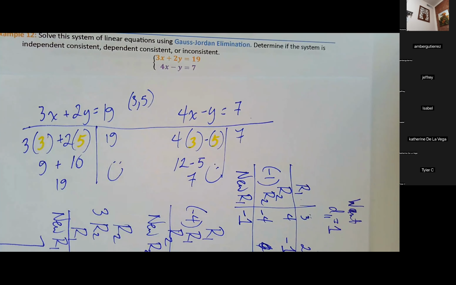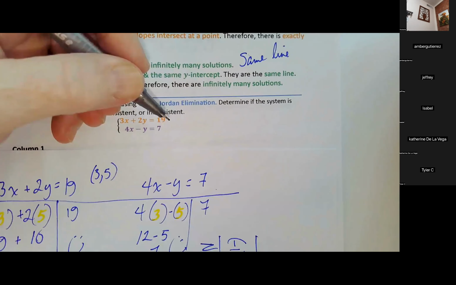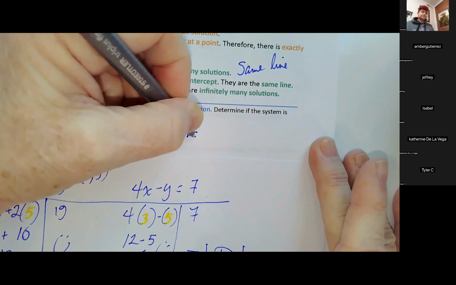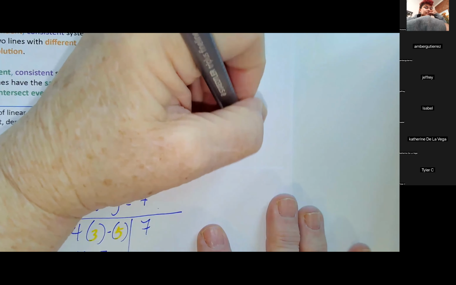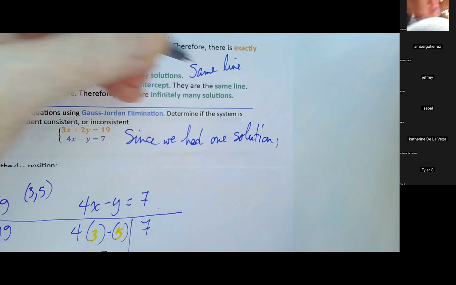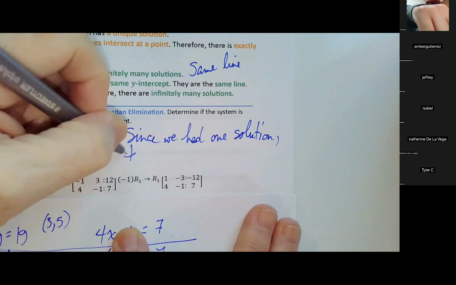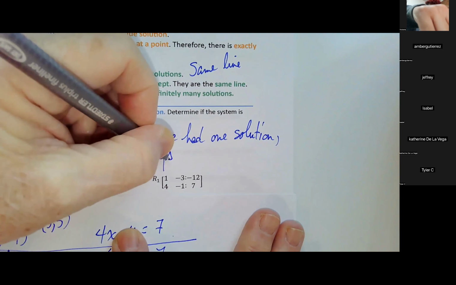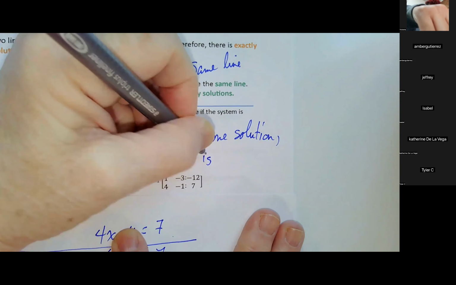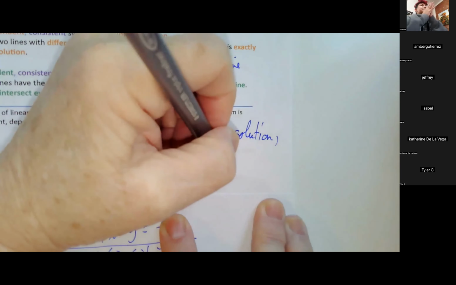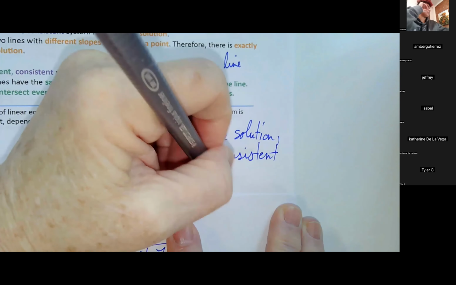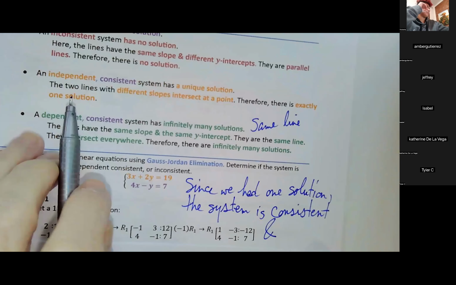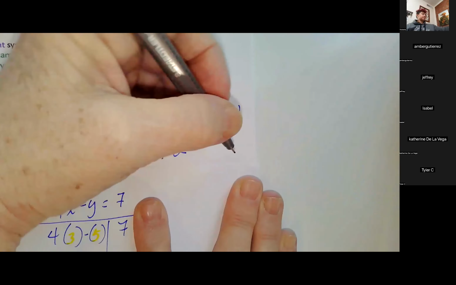How many? So since we had one solution, the system is consistent because there's a solution. And since there's only one solution, it's also independent.